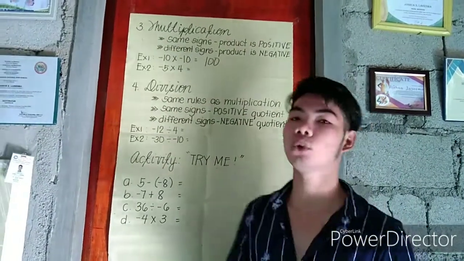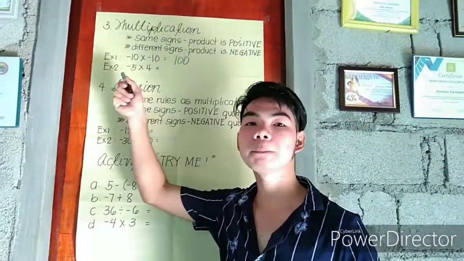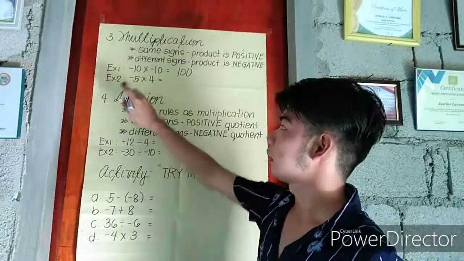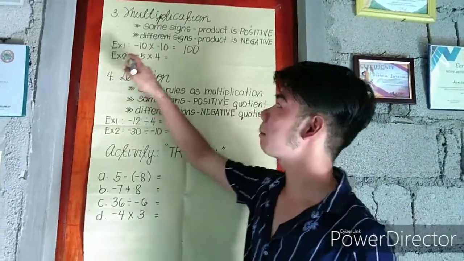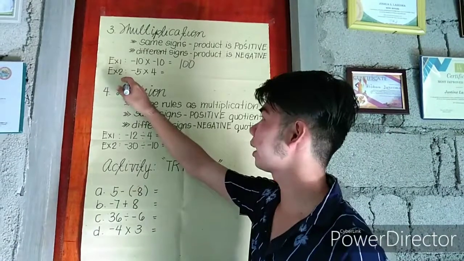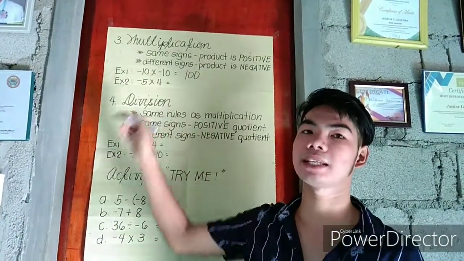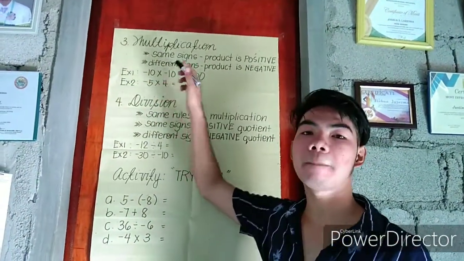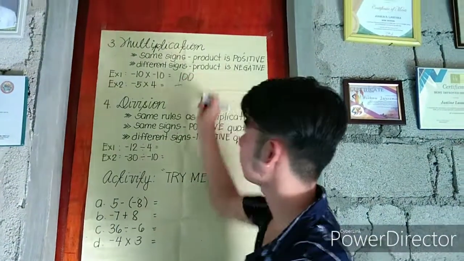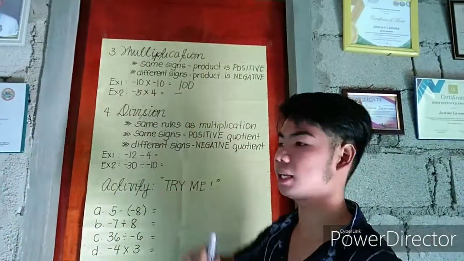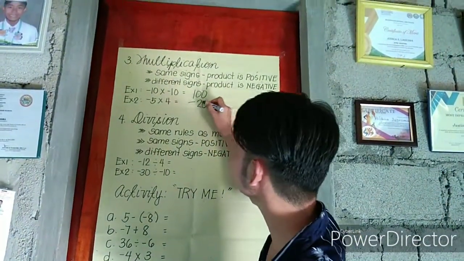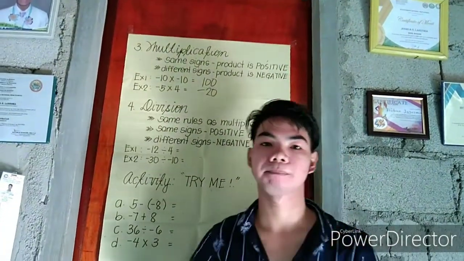Example number 2, negative 5 multiplied by 4. In this case, kabaligtaran naman, magkaiba ang sign. We do have a negative sign and we do have a positive sign. Negative multiplied by positive gives you a negative answer. 5 times 4 is 20, so the final answer here is negative 20.